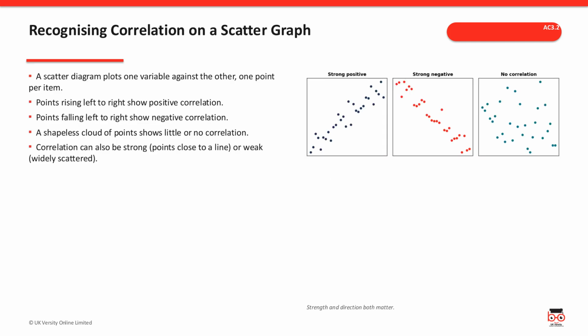The scatter diagram is our main picture for this. We plot one variable against the other, one dot per item, and the shape tells the story. Points that rise from left to right show positive correlation. Points that fall from left to right show negative. A shapeless cloud with no direction means little or no correlation. And there's a second dimension too. Strength. Points hugging a line are strongly correlated. Points widely scattered only weakly so. Direction and strength both matter.